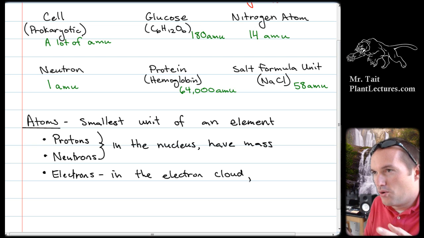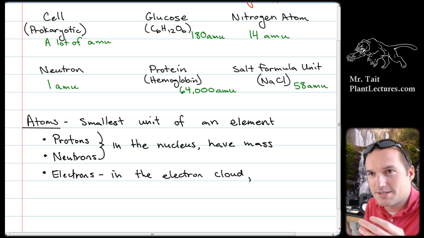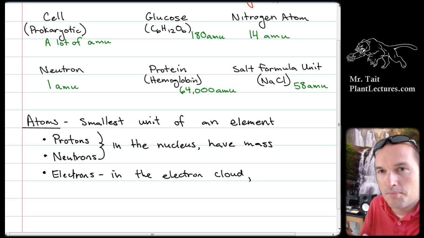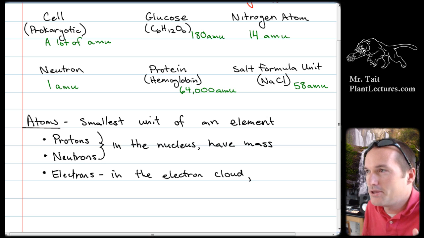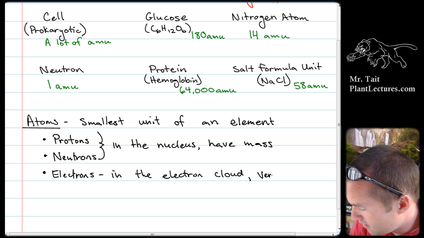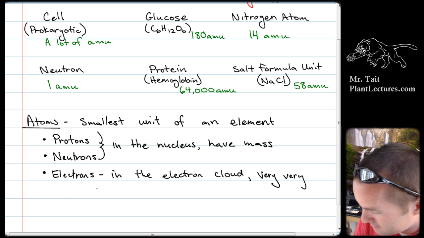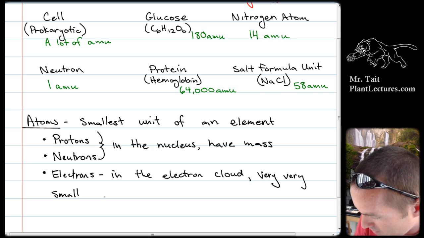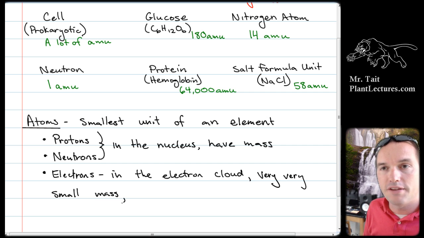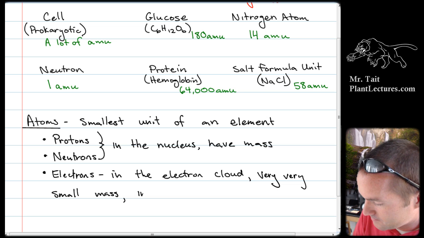they have no important amount of mass. Their mass is negligible, meaning that they do actually have some mass, but it's so small compared to the mass of the protons and the neutrons that we don't even consider it in the overall mass of the atom. Okay, so very, very small mass. Okay, but the most important thing here is that the electrons are going to be involved in chemical reactions.